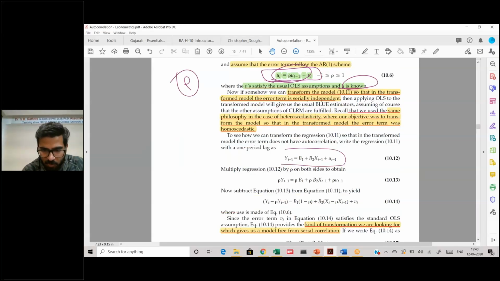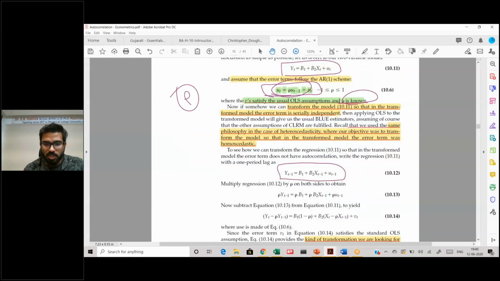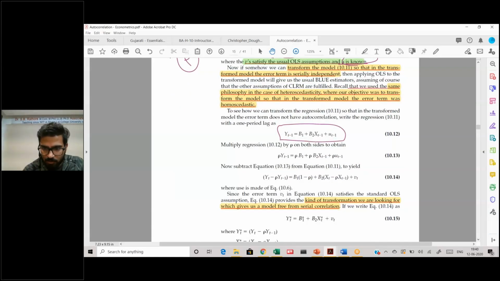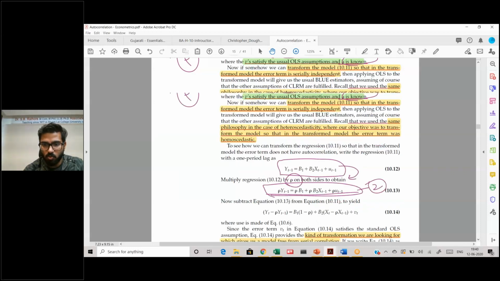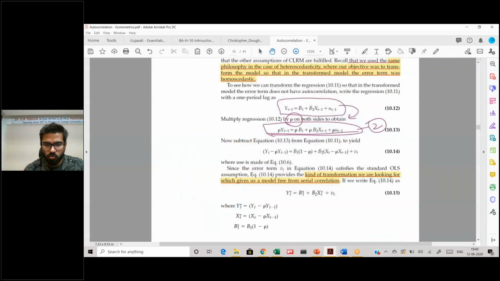This is the previous period regression line, and this is the current period regression line. What you do is subtract the two. Multiply this entire line with rho, and then subtract it from the current period. This is your 2 and this is your 1. So if you do 1 minus 2, you will get this particular regression line. Now remember, your new error is ut minus rho ut minus 1.